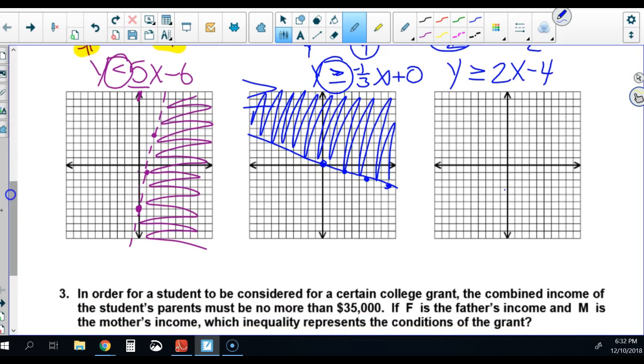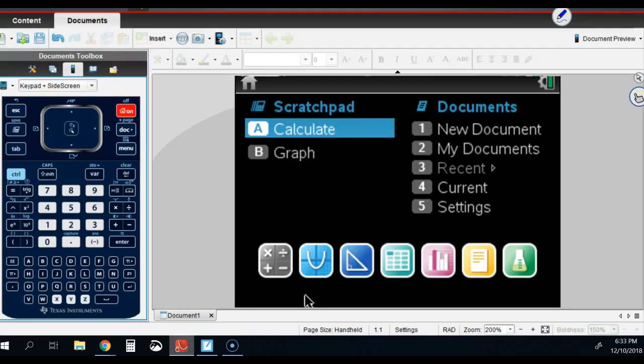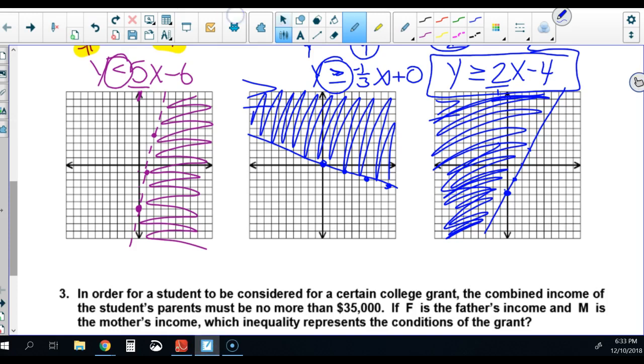Start at negative 4 and go a slope of 2 over 1, and greater than or equal to tells me solid line, shade above. I'll show you a little trick on this one. Might help you out a little bit on the test. Your calculator, remember this, y is greater than or equal to 2 over 1x minus 4. Your calculator can graph.